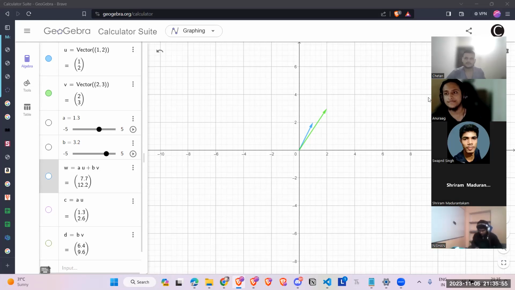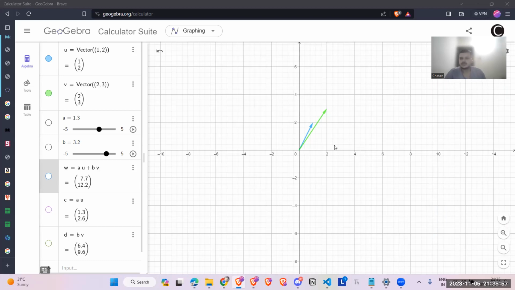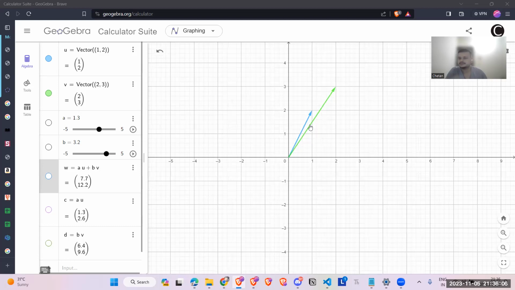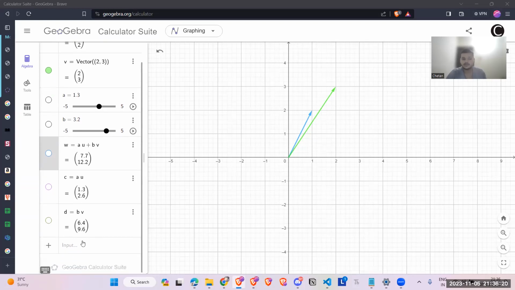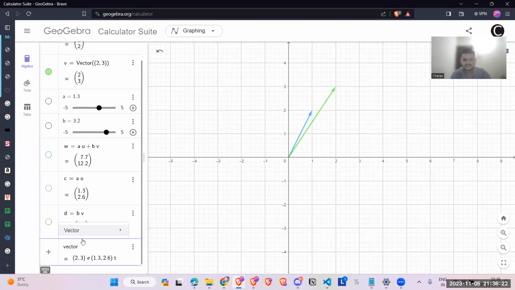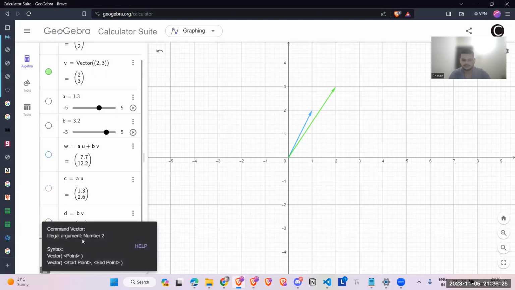All right. Okay. So you see that this 1 comma 2 and this 2 comma 3, they don't lie on the same line, right? That means no matter what constant I multiply with this blue vector, I can never reach this green vector. That means that they are different from one another. Let's take an example. Let me take 2 comma 4. Sorry, my bad.